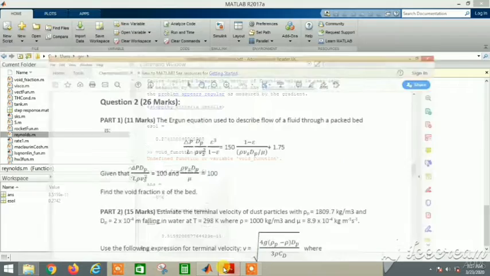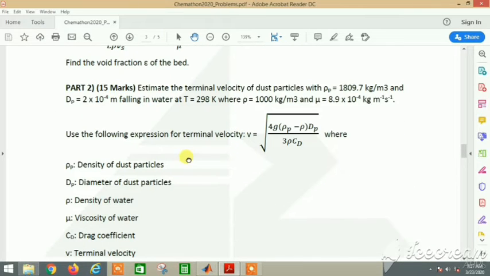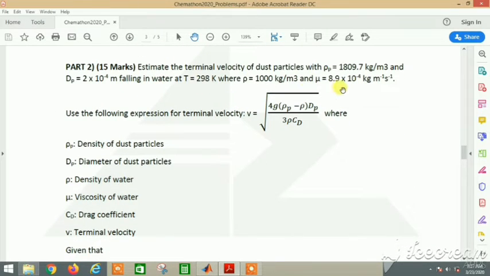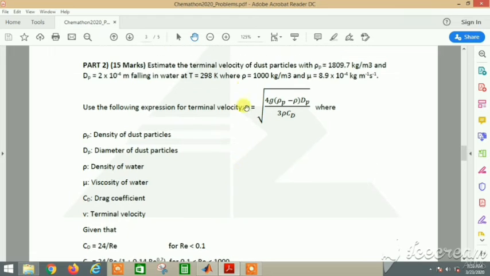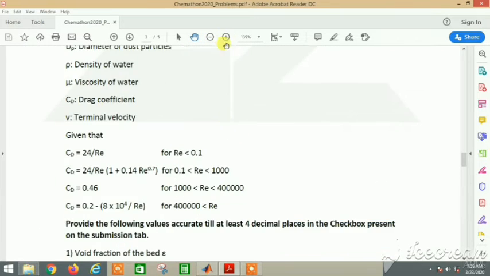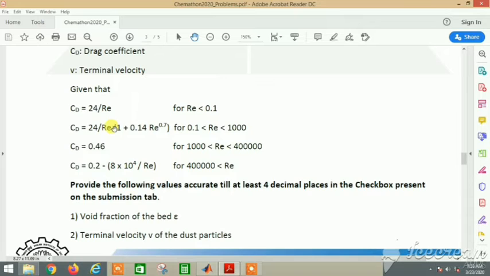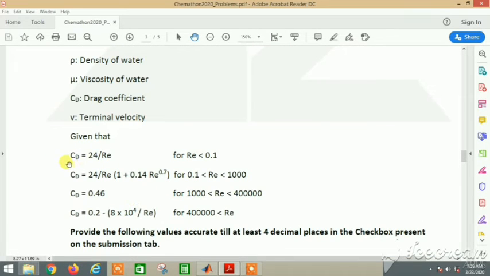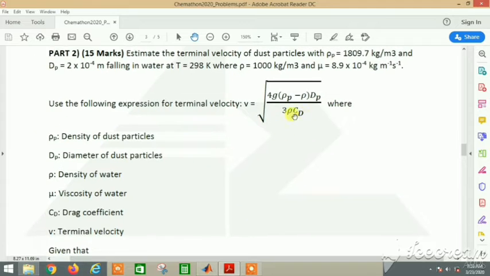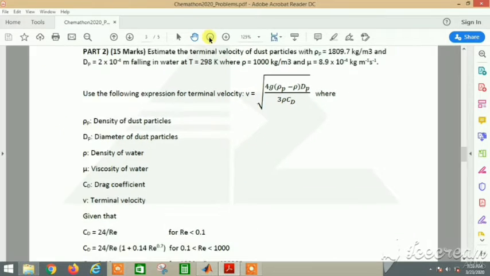Next we look into the second question, and the second question is of 15 marks. This says that the terminal velocity, so this is the terminal velocity formula. These are certain data that is given to us. What we need to find out is this terminal velocity, but we have some criteria given here. My criteria is that for different values of Reynolds, I have different drag coefficients. So I need to find out a particular Reynolds and, corresponding to this particular Reynolds, a particular drag coefficient, and then put this drag coefficient here to get a particular terminal velocity. That is my correct terminal velocity.